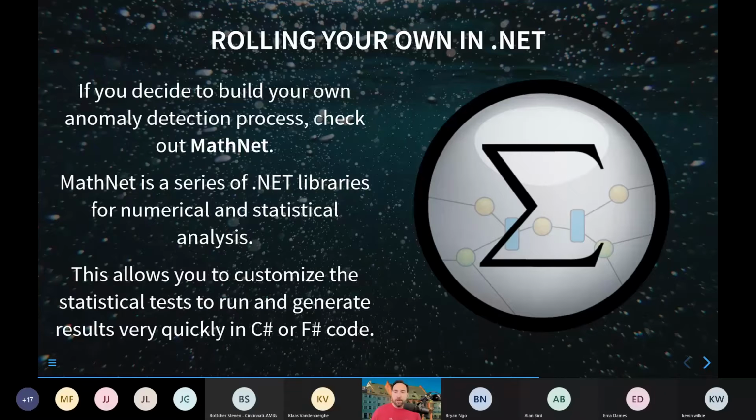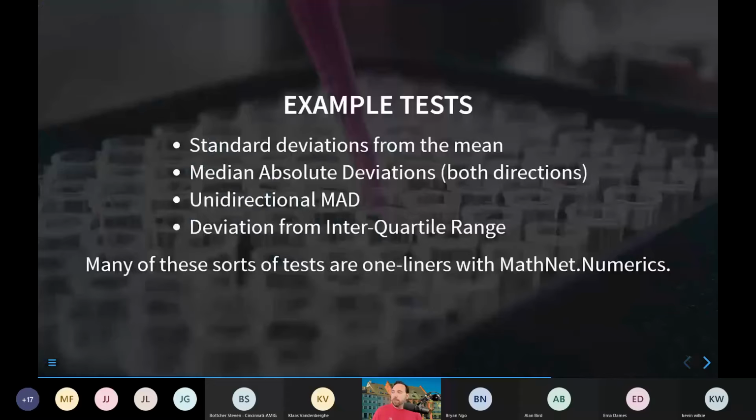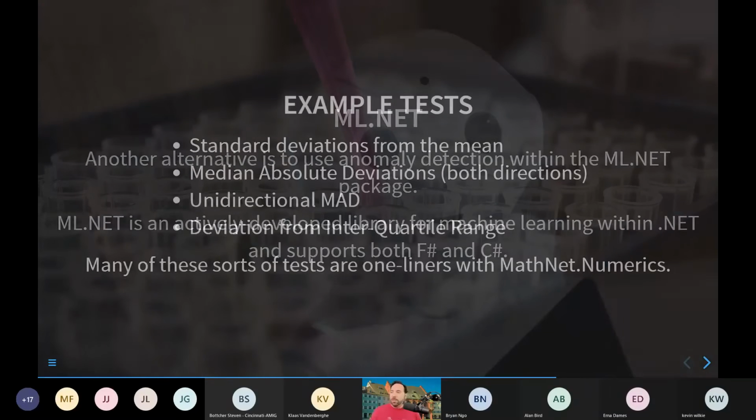Fairly quickly, most of that stuff is 1 line, 2 lines, 3 lines of code, whether it's C# or F#. So that can be worth playing around with over the course of a weekend if you want to. But at the end of the day, I would still recommend sticking with a package that has implemented things, because you could get much more valuable techniques than just the basics. Many of these sorts of tests, as I mentioned, are one-liners.